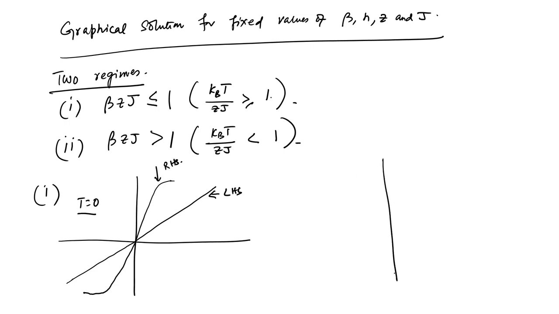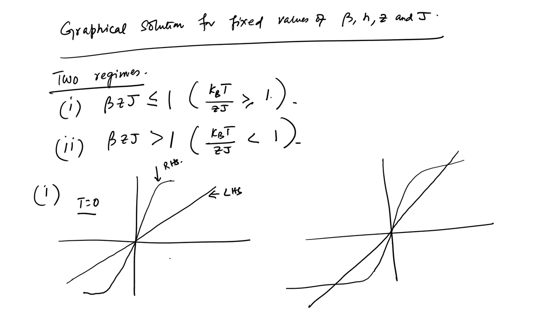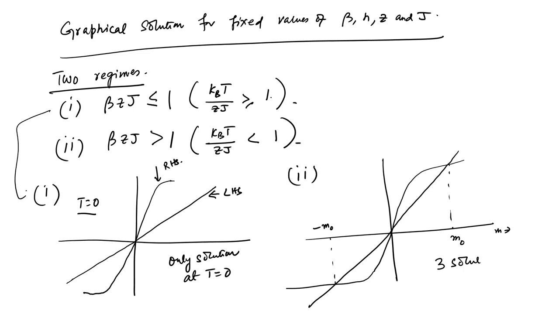And for the other case, the plots would look like this. Once again, I am not drawing it very well, but it is a tan hyperbolic curve, and you have one solution at m equal to 0, and one solution at plus m0 and another at minus m0. So there are three solutions corresponding to the second case: m equal to 0 and plus or minus m0. For the first case, m equal to 0 is the only solution.